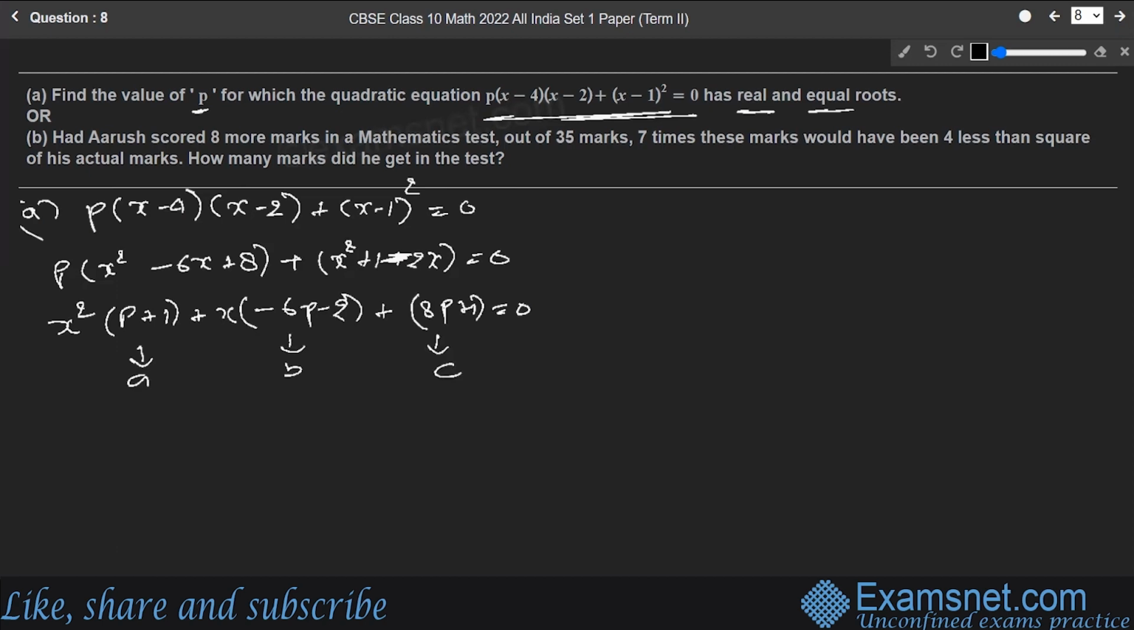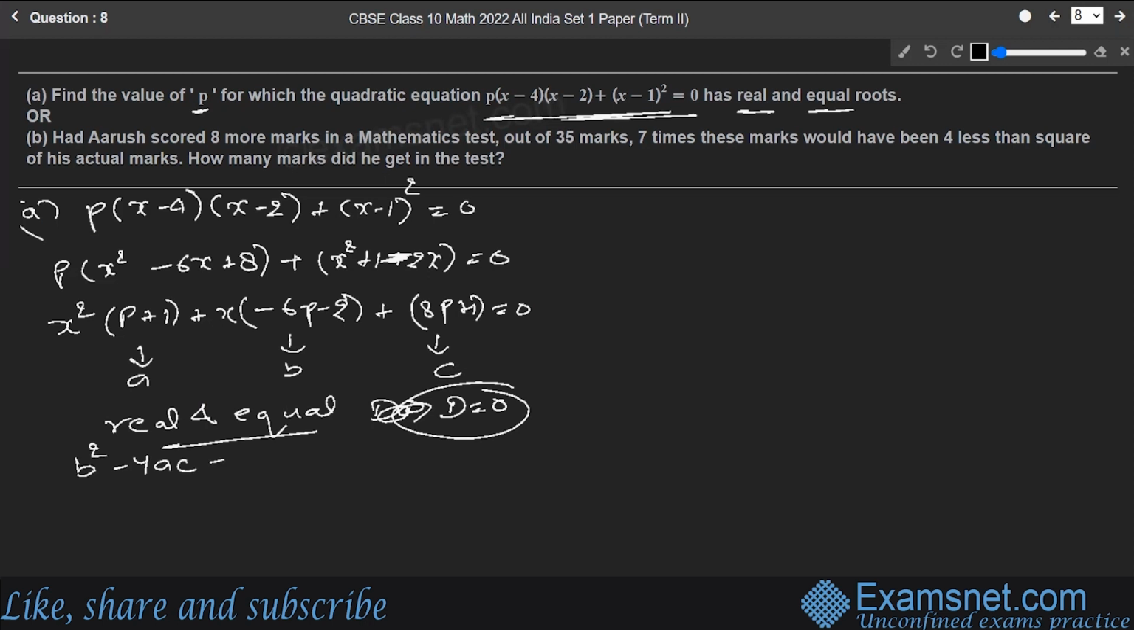Now he has asked us to find out the value of p for which the equation has got real and equal roots. The equation has real and equal roots when d is equal to 0. What is d? D is nothing but the discriminant, which is defined as b square minus 4ac. So b square minus 4ac should be equal to 0. So let us put the a, b and c values inside. We know the b value is minus 6p minus 2, that is b square.